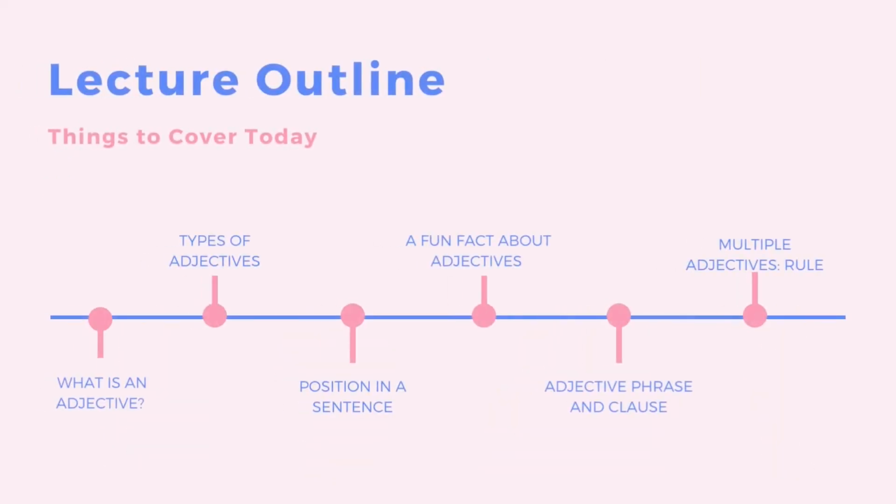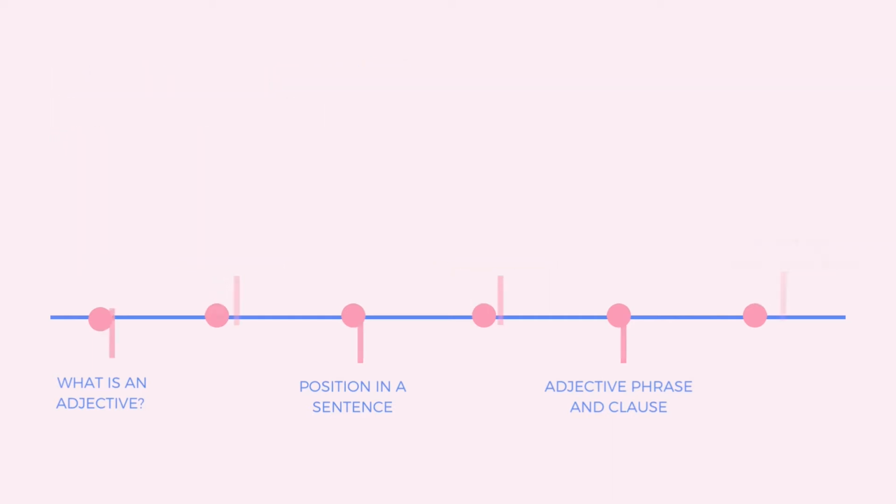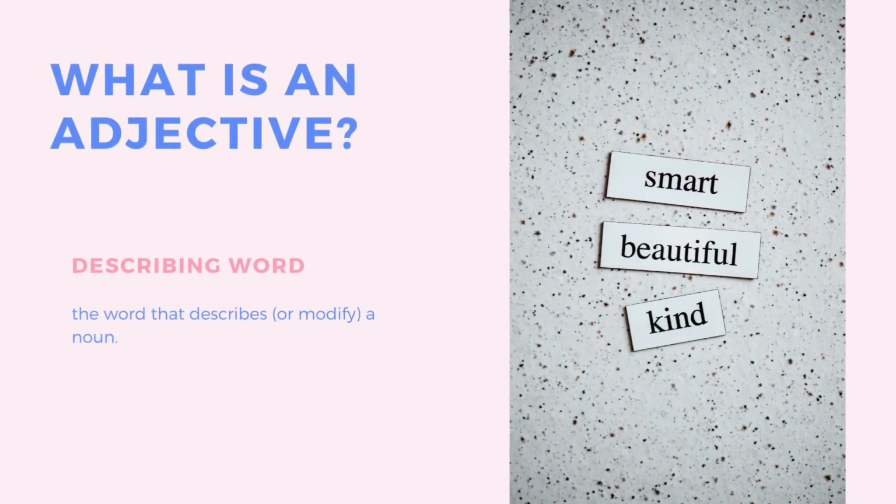Now, I'll briefly take you through the things that we're going to cover today. First, I'll define what an adjective is. Then, we'll go through the types of adjectives. And next, we'll study how to place an adjective in a sentence. And then, I'll share with you a fun fact about adjectives that is worth noting. After that, we will learn about adjective phrase and clause. And at last, I'm going to tell you how to use multiple adjectives in a sentence. So, let's dive in.